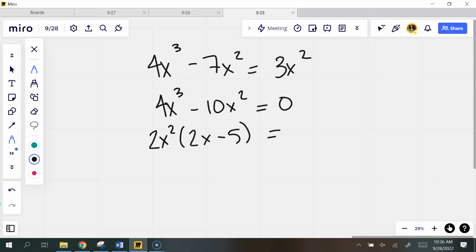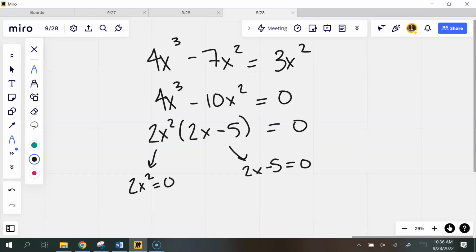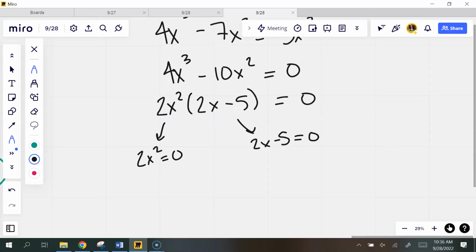Is it completely factored? It is. So now everything goes to 0. 2x squared equals 0, and 2x minus 5 equals 0. What is going on? What in the world is happening? So what is this solution?